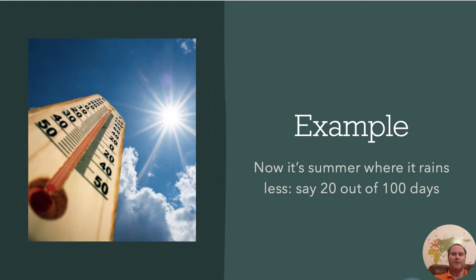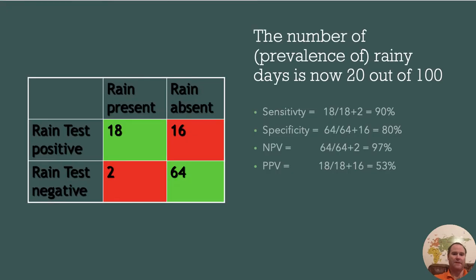If we were now to look at a different scenario where it's summer and it's only raining 20 out of 100 days, let's see what that does with our numbers now. So bear in mind the prevalence is now 20%, so 20 rainy days out of 100. And we now start looking at our sensitivity. 18 true positives divided by 18 true positives plus 2 false negatives. And that gives us 90%. If we're looking at our specificity, we've got our 64 true negatives divided by 64 true negatives and 16 false positives. And that gives us 80%.